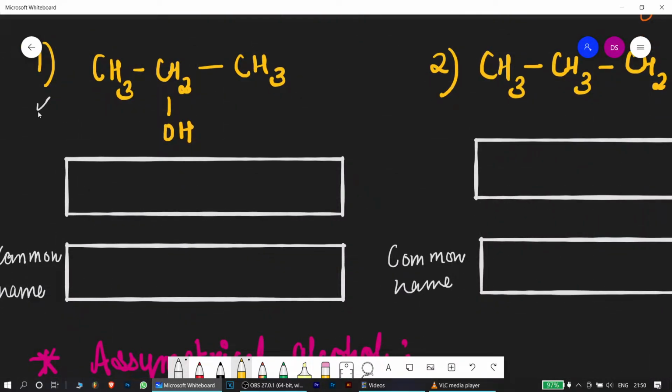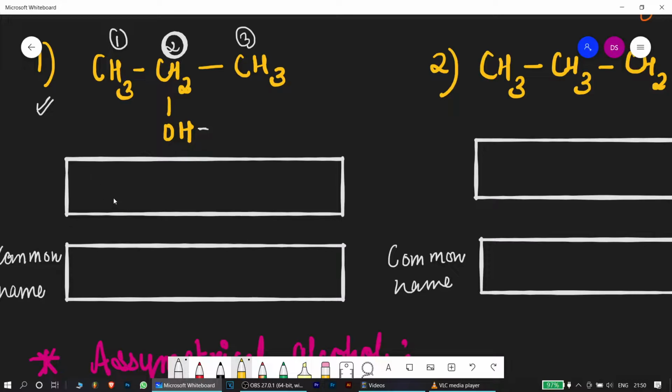Here, as you can see in this example, first we have to identify the longest chain. So this is 1, 2 and 3. This is the longest chain. Now here, as you can see, the OH group is present on the second carbon, right?